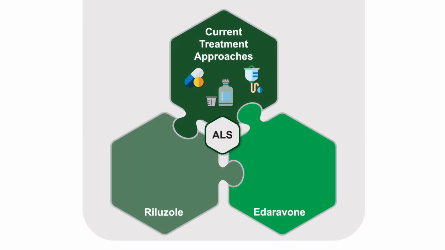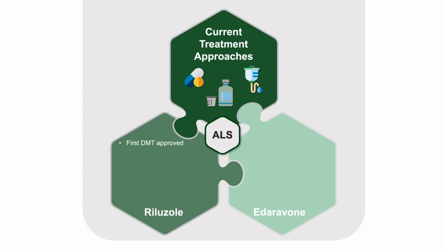Now I'll talk about current treatment approaches that are approved for the treatment of ALS. The first is riluzole. This was the first disease-modifying therapy approved for ALS. It's orally administered and works by blocking the release of glutamate and by modulating sodium channels. In a clinical trial evaluating the efficacy of riluzole, it extended survival by an average of 2 to 3 months.